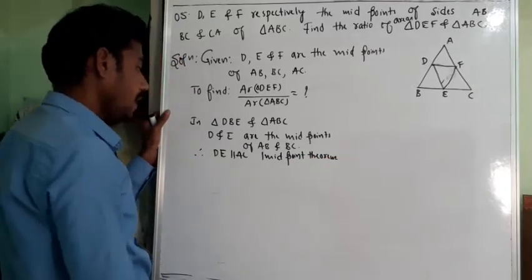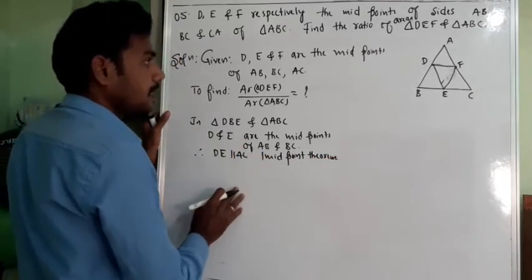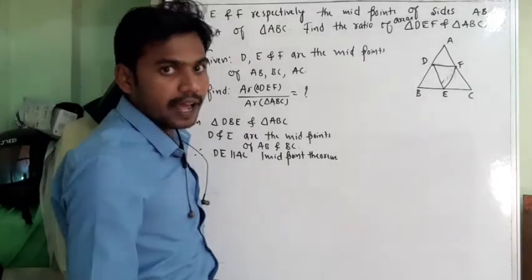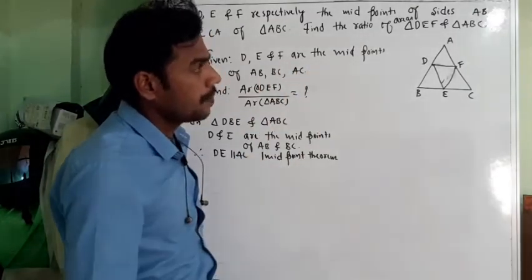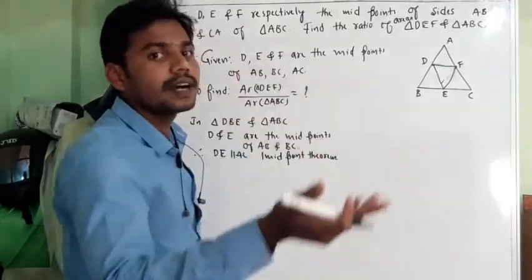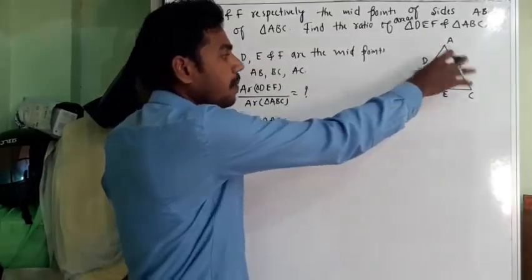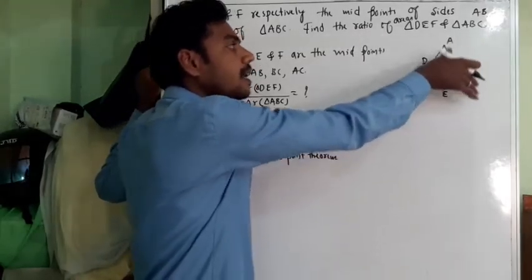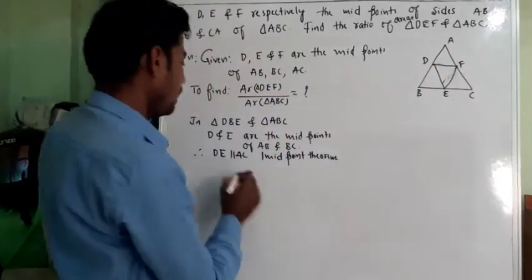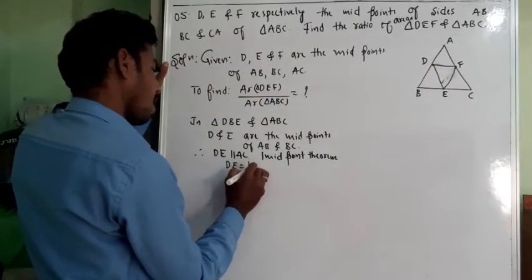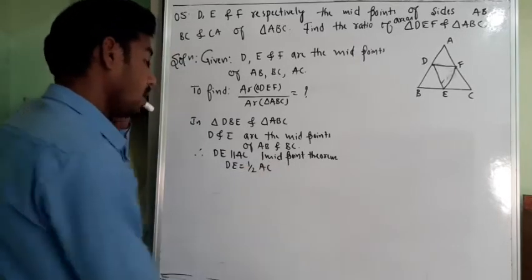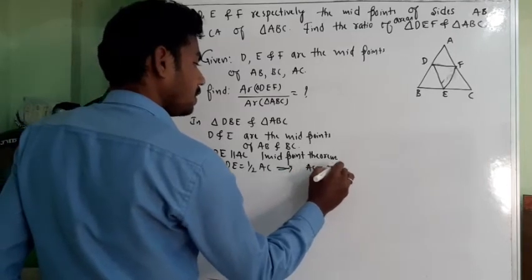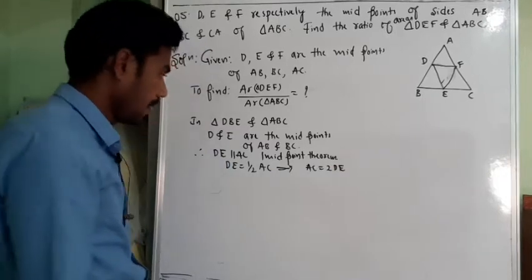DE is parallel to AC, and what does the midpoint theorem state? See, the line segment joining the midpoints of two sides of a triangle is parallel to the third side and it is half of the third side. So D and E are the midpoints of AB and BC. So this line is parallel to AC and DE is half of AC. Or we can write it as AC is equal to 2 times DE. Either way you can write. Okay.